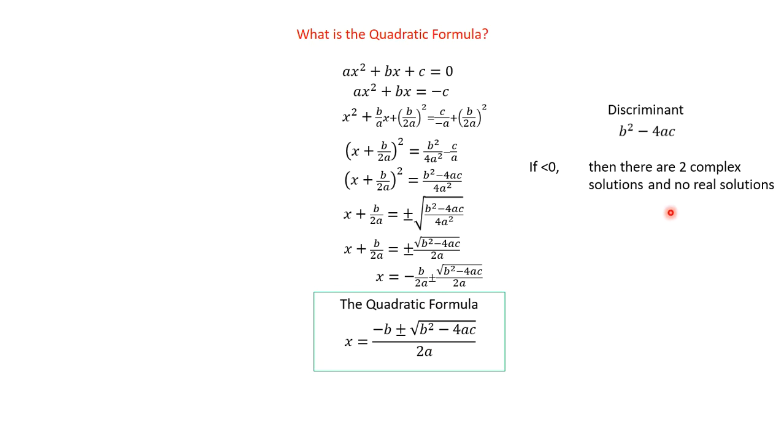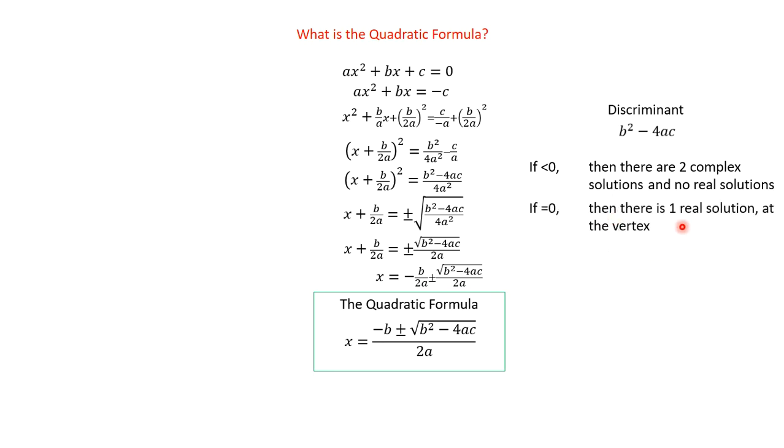We get imaginary numbers. There's going to be two complex solutions and no real solutions. If we were graphing a quadratic function with a discriminant less than 0, it will not have an x-intercept. It'll be either a positive one with the vertex being positive or a negative one with the vertex being negative, and it won't cross the x-axis.